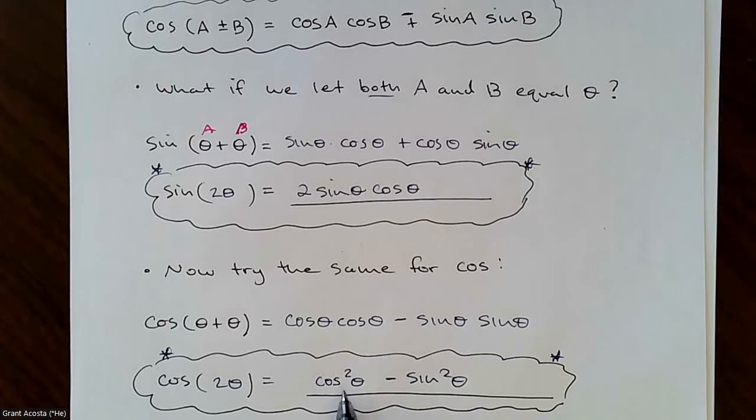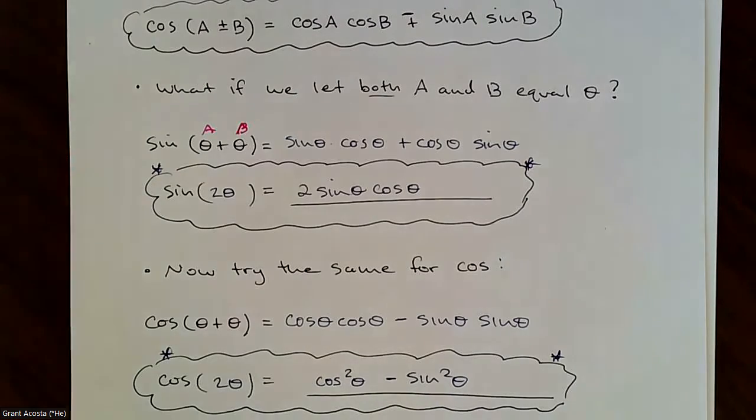Notice it looks somewhat similar to the Pythagorean identity. That's one way I remember it. The Pythagorean identity, remember, was cosine squared theta plus sine squared theta equals 1. But if it's cosine squared minus sine squared theta, that's actually equal to the cosine of 2 theta.